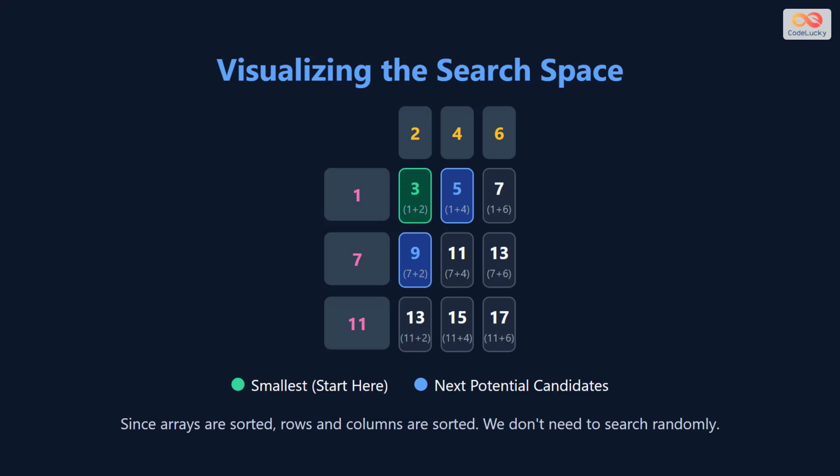Let's visualize the problem differently. Imagine a matrix where rows correspond to numbers from the first array and columns to numbers from the second. Because the input arrays are sorted, the sums in this matrix increase as you move right and as you move down. This structure is key. We do not need to search the entire matrix randomly.